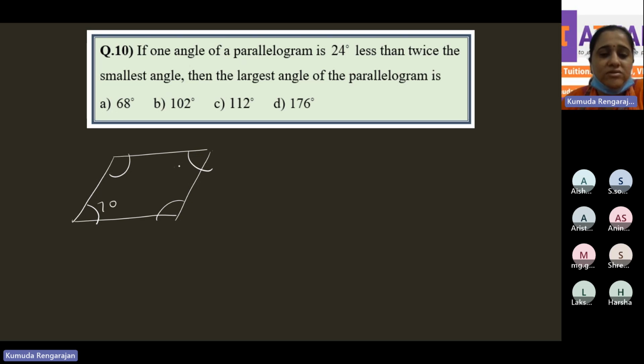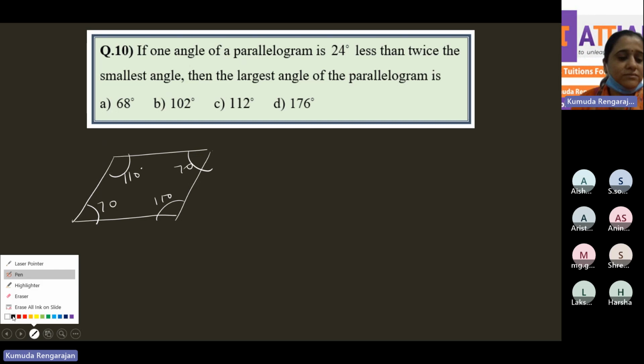So this is 70, this is also 70. This is 110, this is 110. So there'll be only two values there. So 70 is the smallest angle, 110 is the largest angle. Though it's a parallelogram, meaning it has four angles, there are only two different measures. Opposite angles are equal, so 70, 70, 110, 110. So that's what in the question it is.